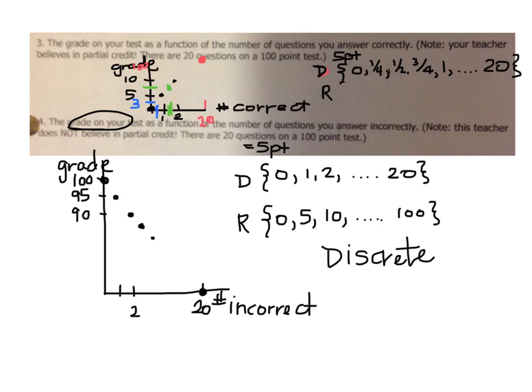Range, so I can get a 0. If I get a fourth of a question right, that's such a weird number. So it's like, instead of 5, it's like I get 1 point right. I can get a 2 grade, I can get a 3 grade, I can get a 4 grade. And I'm going to go all the way up to a 100 possible points on this test. I don't think anyone would ever give a grade of a half. So that would be your domain and range. And again, this would be discrete.